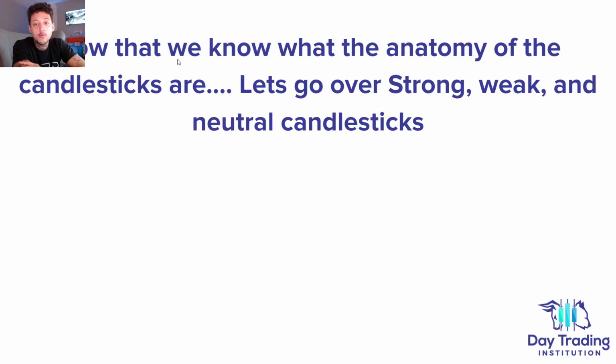Now that we know what the anatomy of the candlesticks is, let's go over strong, weak, and neutral candlesticks. We're going to be able to use this information to identify entry points in the market. We can identify if a candlestick is strong, weak, or neutral to look for potential reversals, to see if the trend is still holding with momentum, and to see if a level of resistance or support may break. Overall, we need to be able to identify this so that it can only benefit us with our trading later on.